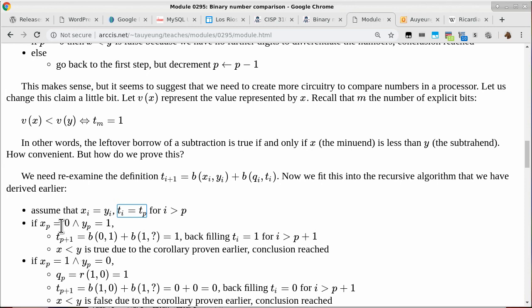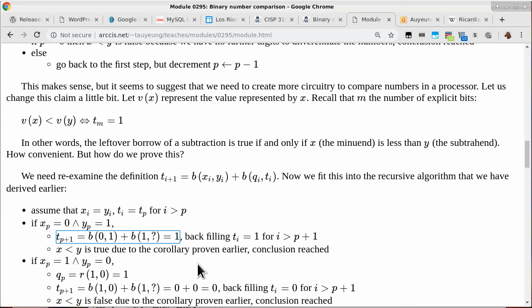So now we encounter our first case. This is the first case where the bits are different. Bit p of x and bit p of y are different. How are they different? x_p is a 0, y_p is a 1. We talked about this before. But this time the question is, what is going to be the borrowed bit as a result of this, of p plus 1? So we plug this in.